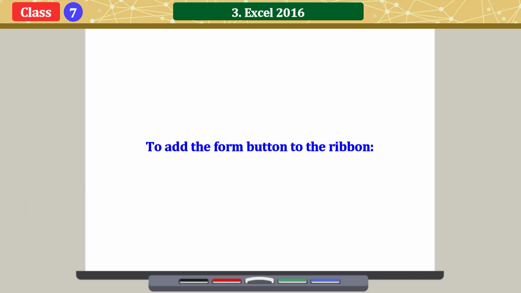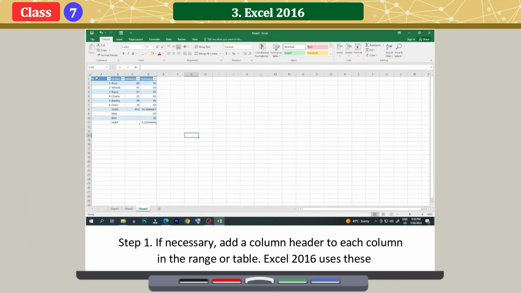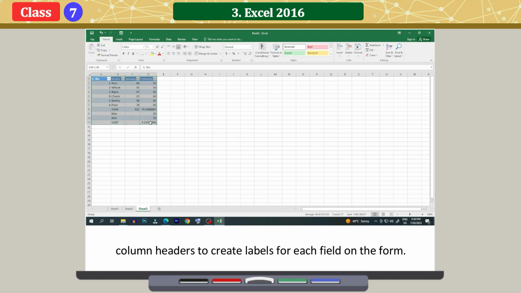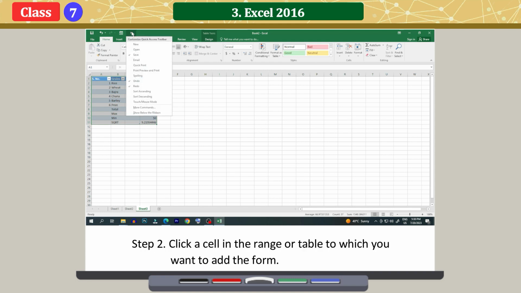To add the form button to the ribbon. If necessary, add a column header to each column in the range or table. Excel 2016 uses these. Click a cell in the range or table to which you want to add the form.